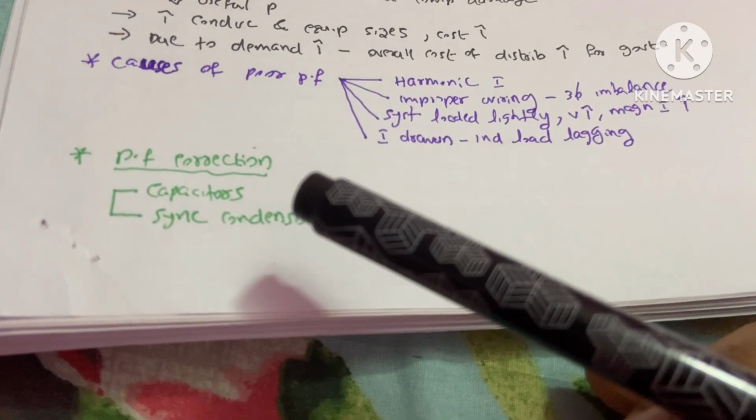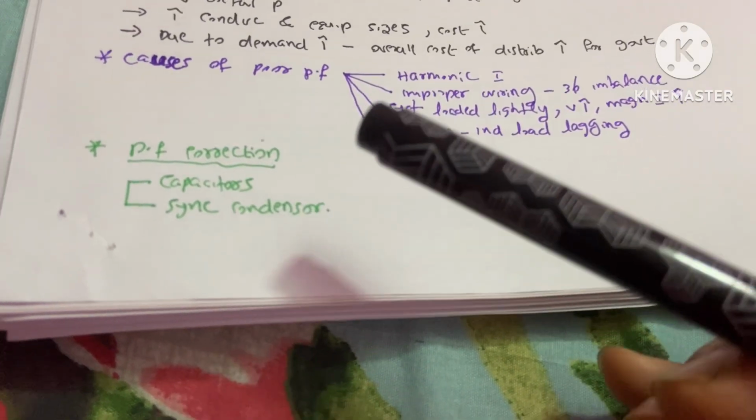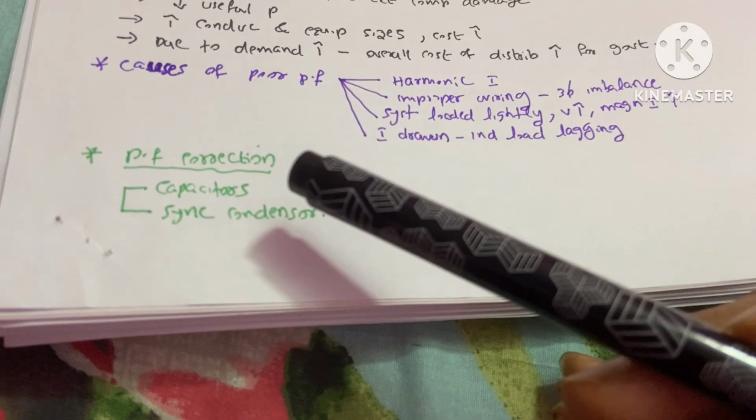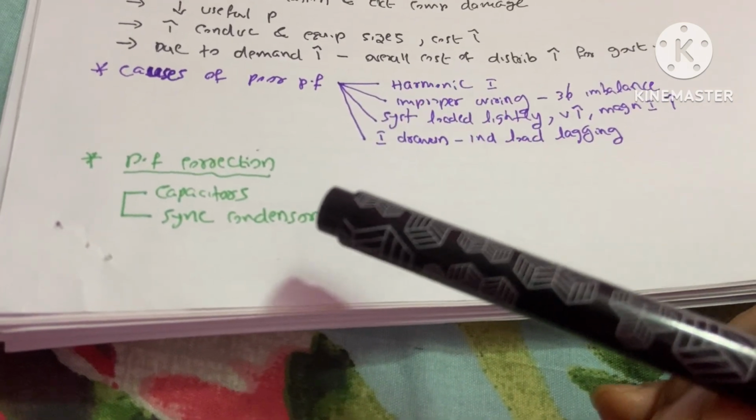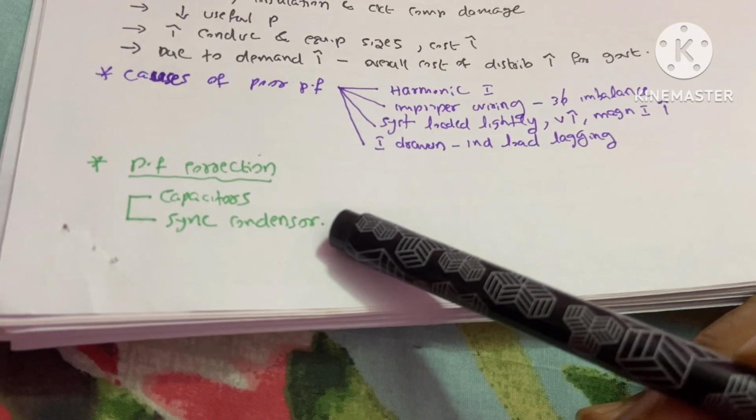And we could correct our power factor by different means. The first one is by using capacitor banks, and the second one is by using a synchronous condenser.